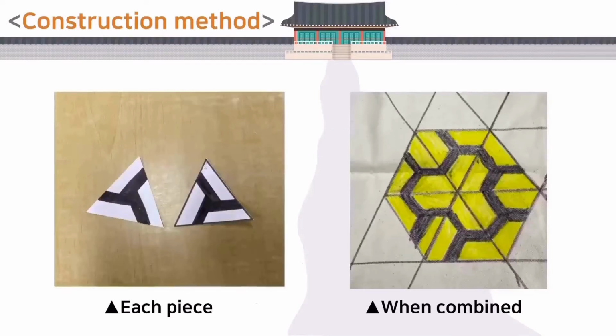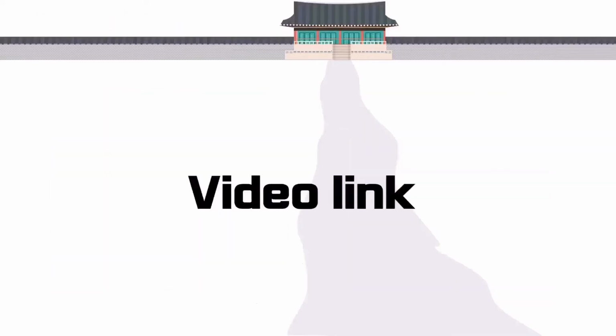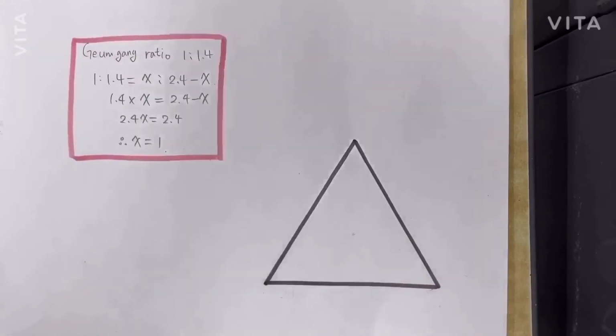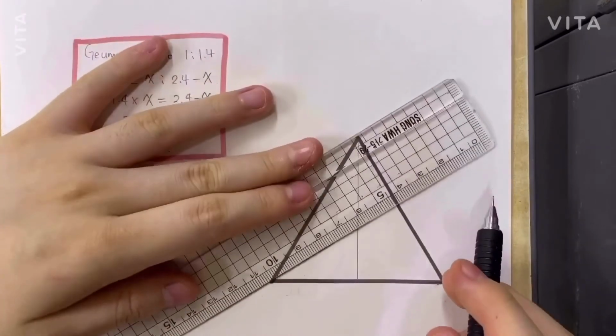This is a tessellation completed by combining each piece with it. Next, I will introduce a video of decorating an eco bag using a Sosseolgeum.